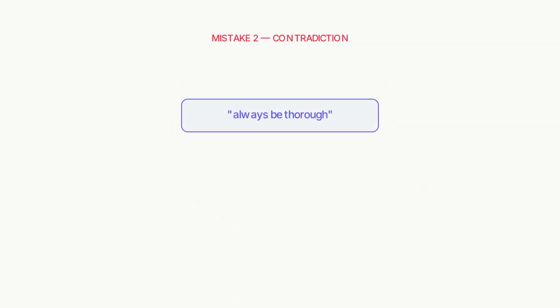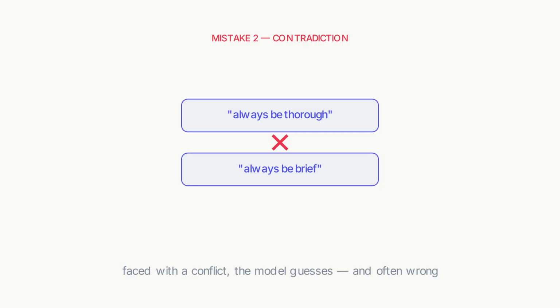The second is contradiction. As instructions grow, they start fighting each other. Always be thorough on one line, always be brief 3 pages later. Faced with a genuine conflict, the model has to guess which rule you meant, and it will often guess wrong. A short, consistent brief beats a long, contradictory one every time.